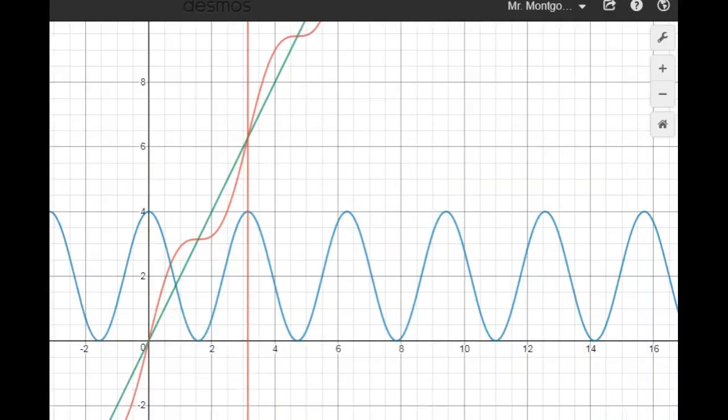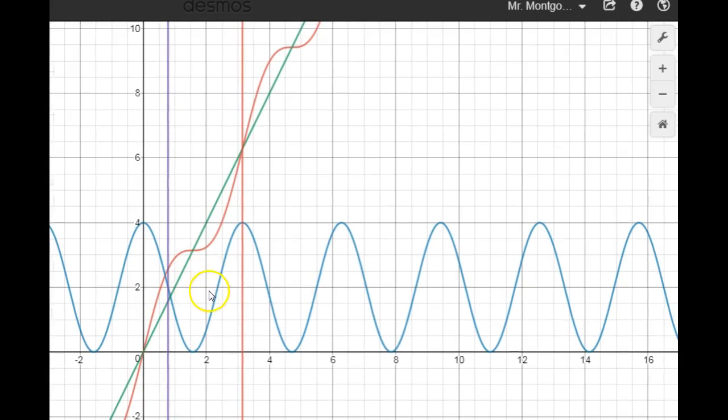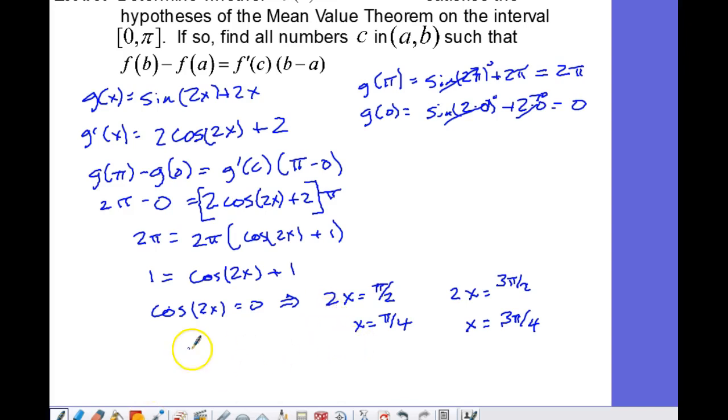Well, let's do this. Let's graph x equals pi over 4. And sure enough, it intersects my derivative at 2. And if you look at my original function, my g of x, the red function, at that point, I could construct a tangent line parallel to the secant line. What about the other one? 3 pi over 4? Well, there it is. And again, that is the point where the derivative is equal to 2. And this is the point here where I could construct a tangent line parallel to the secant line. So our solution, so therefore c is equal to pi over 4, comma 3 pi over 4.